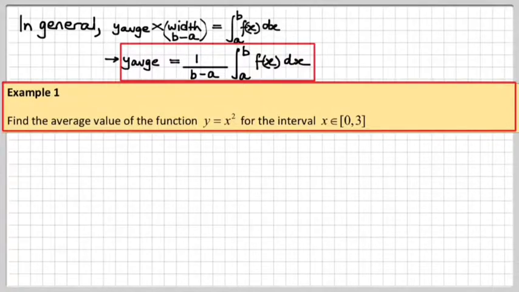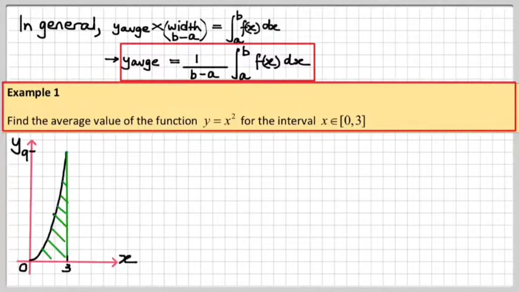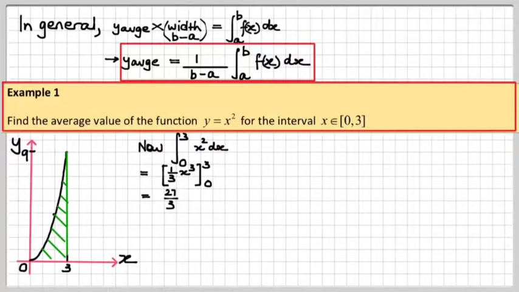Here's an example for us to get this straight in our heads. Example 1: find the average value of the function y equals x squared for the interval x going from 0 to 3 inclusive, okay? So there it is. There's the graph of y equals x squared, and we've hashed in green what you would get for the signed area from 0 to 3 in the x department, all right? So we've got that integral there, and when we work that out it comes to 27 over 3, which is 9, okay? So that is the signed area under that graph from 0 to 3.